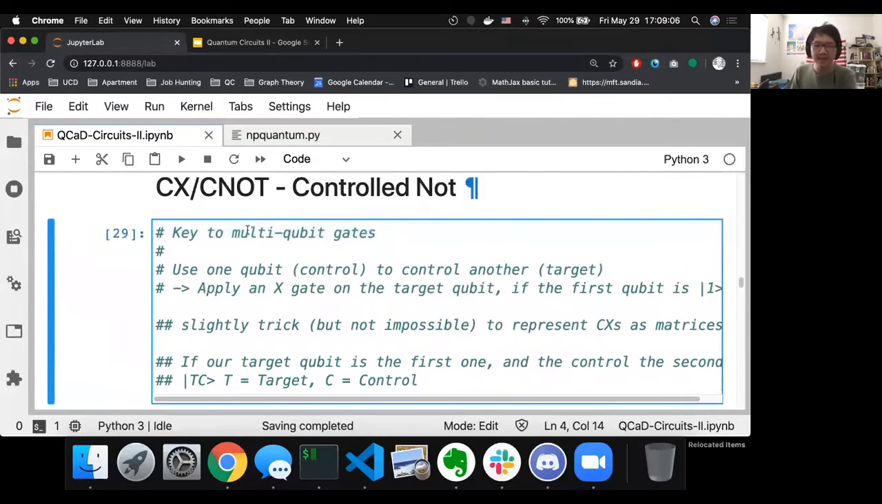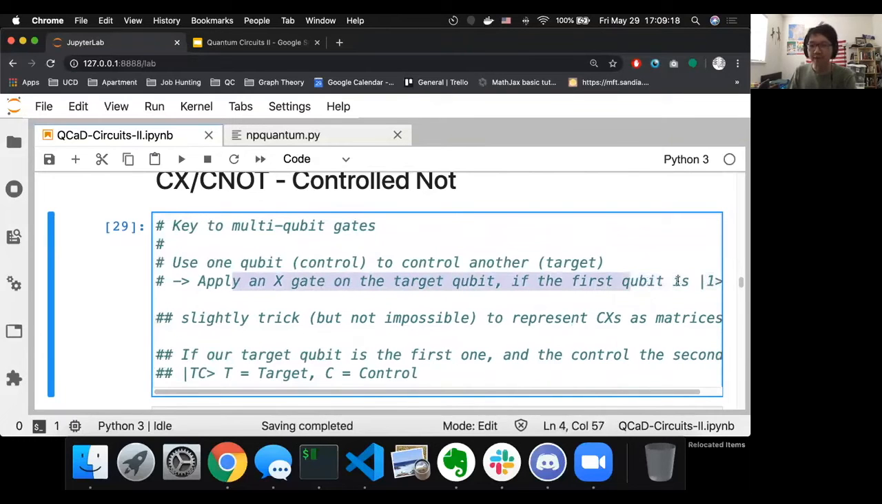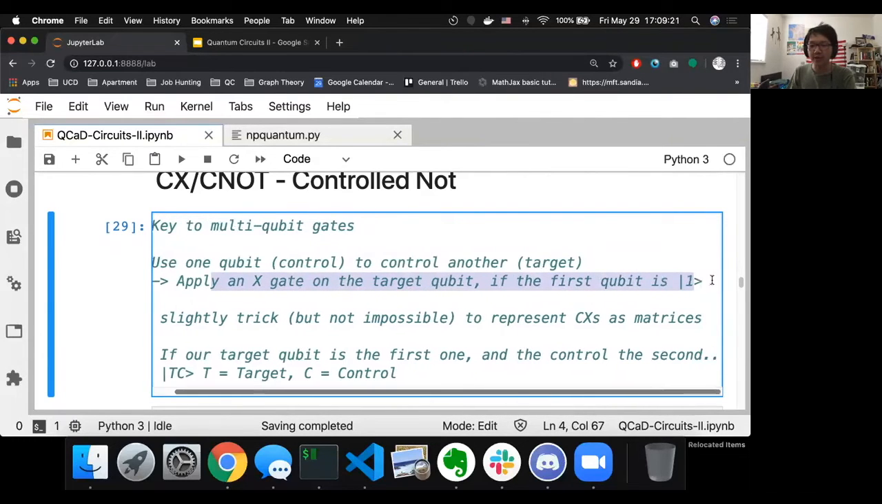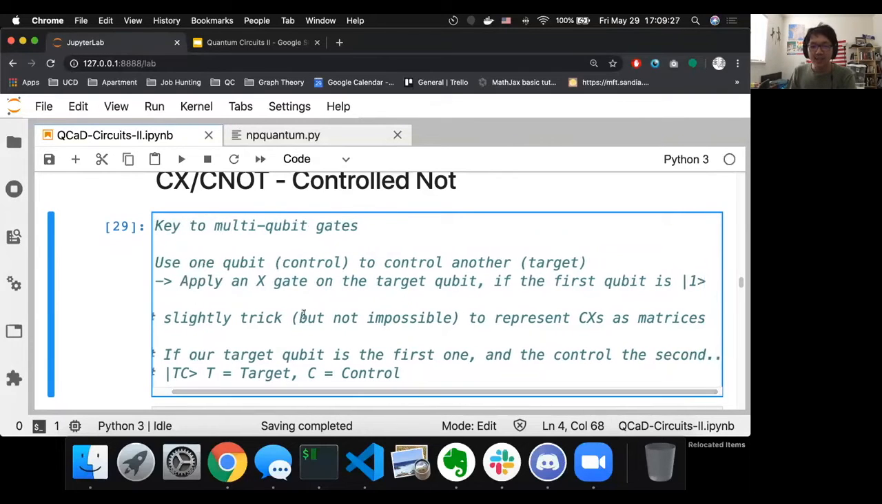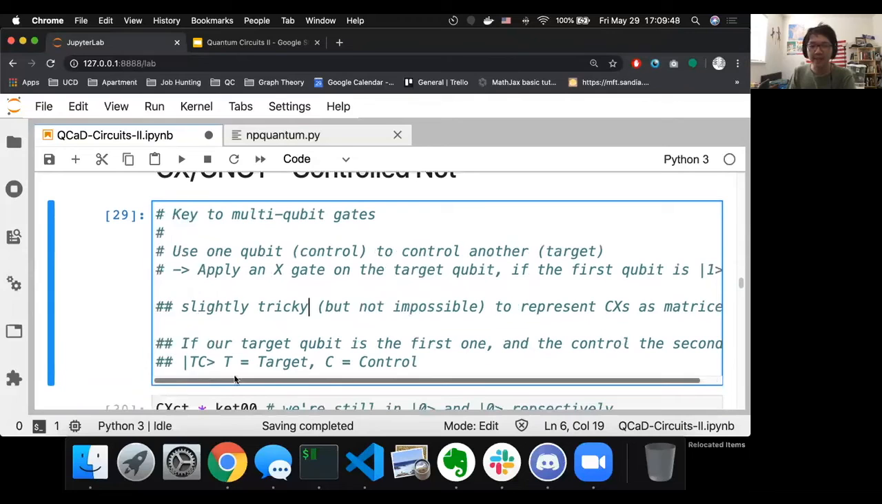But the idea behind the CX gate is one qubit is a control qubit, and another qubit is the target qubit. So we apply an X gate on the target qubit if the first qubit is in the 1 configuration, or the ket 1, or the 1 state. So it's slightly tricky, but not impossible, to represent these CXs as matrices. Why do I say it's tricky? It's because now that we're dealing with a gate that is sensitive to which qubit is what, we're actually left with different kinds of matrices for the same gate. And I'll give an example as we go on further.